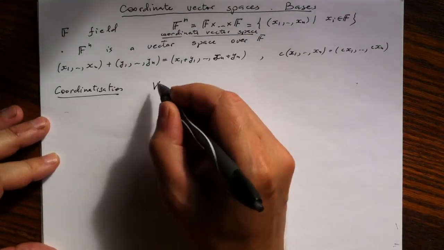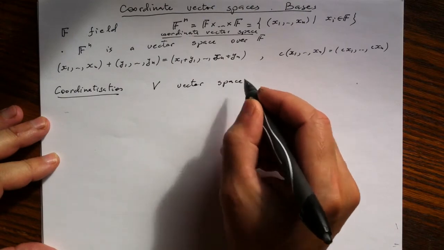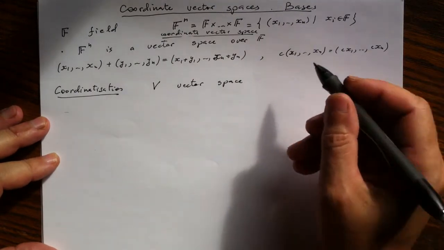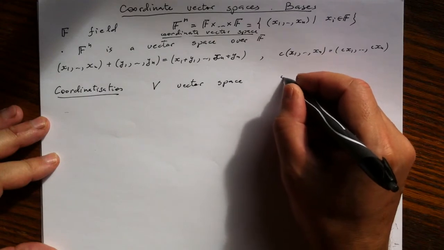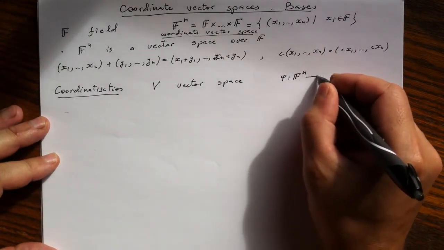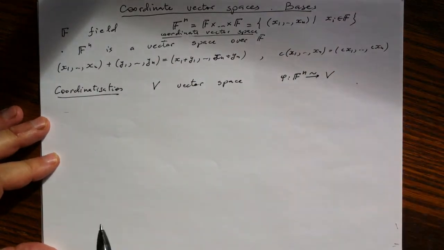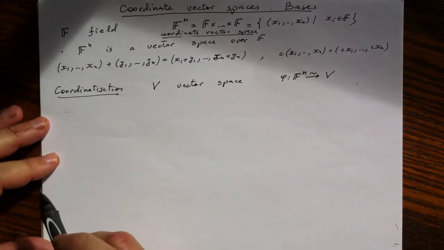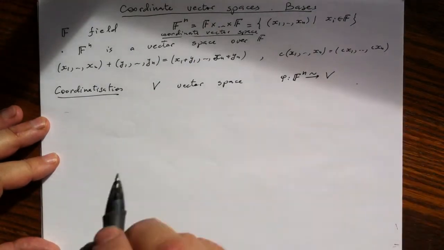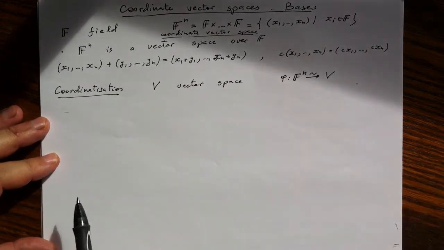And for an arbitrary given vector space, such a process consists in giving an isomorphism from a coordinate vector space into V. And well, okay, suppose that we have such an isomorphism. What can we say about our vector space V?